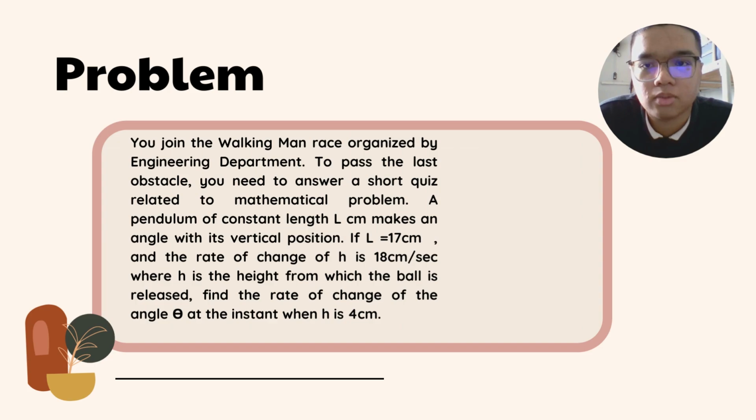Our problem today is: you join the working man race organized by the engineering department. To pass the last obstacle, you need to answer a short quiz related to a mathematical problem. A pendulum of constant length L cm makes an angle with its vertical position. If L is 17 cm and the rate of change of h is 18 cm per second, where h is the height from which the ball is released, find the rate of change of the angle theta at the instant when h is 4 cm.